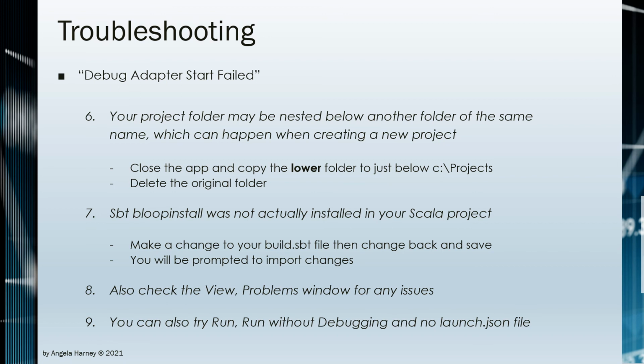When you start a project from a Scala template, such as Hello World, but want to use it for another application name, you will need to change the name of your application in the build.sbt file. After changing the name and saving the file, you will be prompted to import build, which will run the bloop install to set up your project.